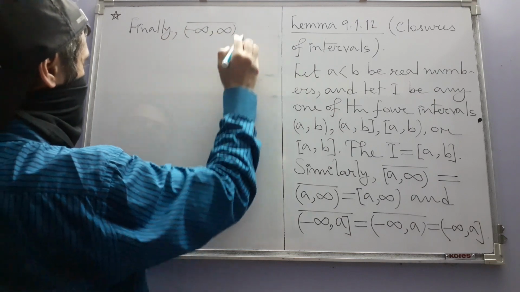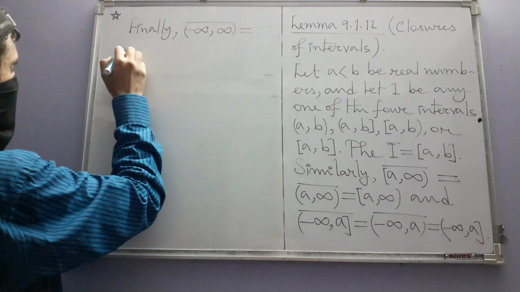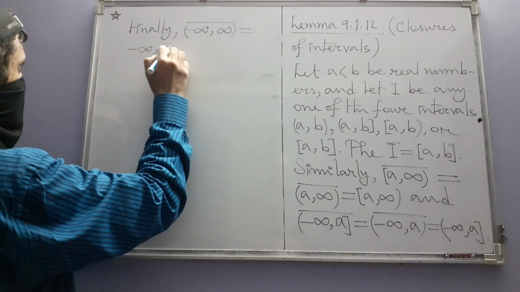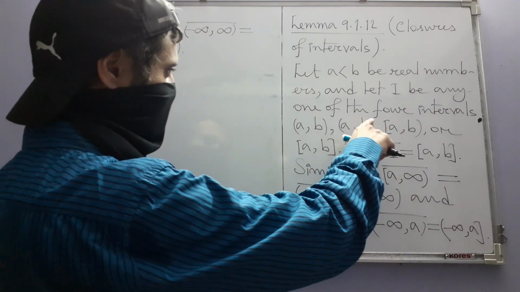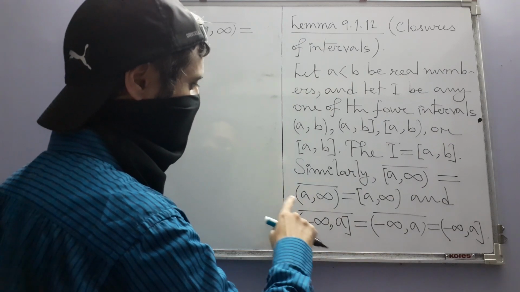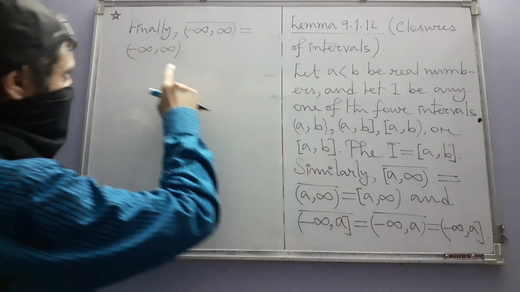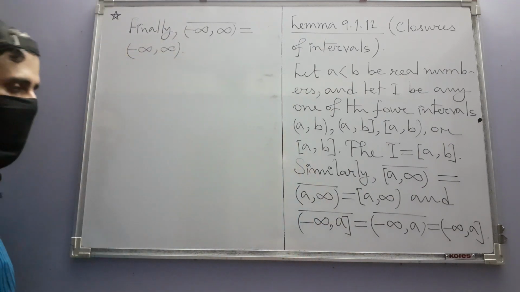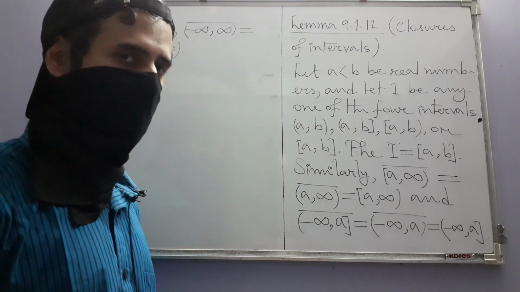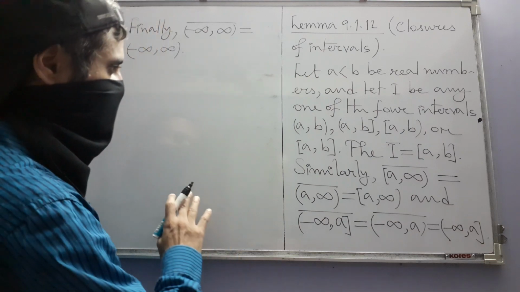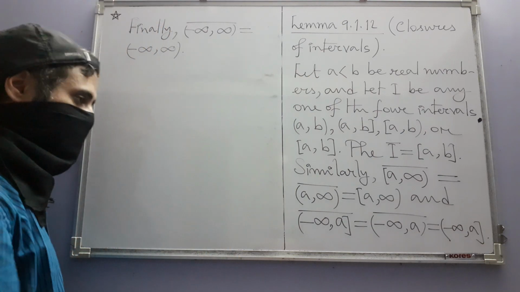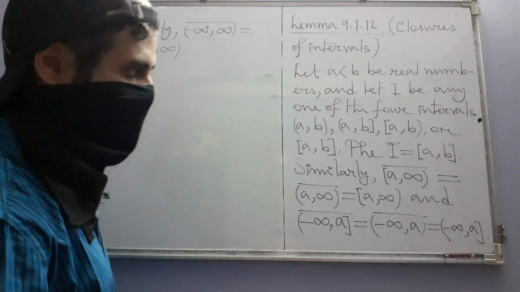Finally, the closure of this entire real line is this itself. Looking at these things, you may be tempted to write closed interval here. That will be the extended real number, the set of all extended real numbers. But that would be wrong. Okay, do you see how?